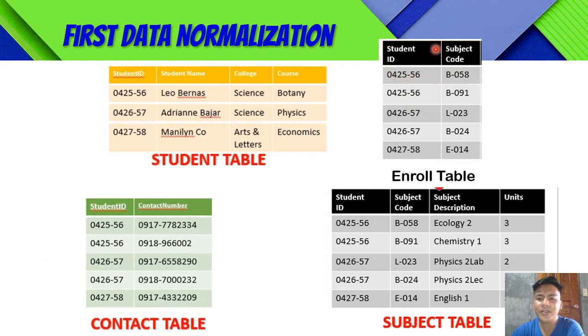Of course, yung ating student ID, naka-assign siya as a foreign key. Pag sinabi nating foreign key, hindi siya primary key at pwedeng ma-duplicate yung value ng information na ilalagay sa ating student ID. Pero dito sa ating subject code, it is assigned as a primary key kasi once na na-enroll ng estudyante, let's say for example, sa Ecology 2, hindi naman po pwede na i-enroll pa niya ulit yung Ecology 2. Okay?